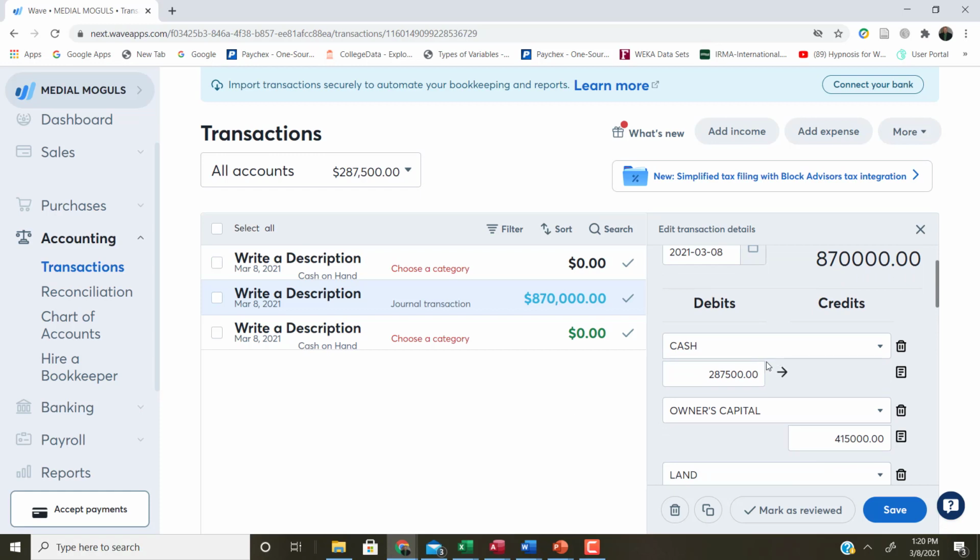So if you wanted this to be a credit, for example, you could simply click this little button over here, and it would put it over on the credit side, which in this case would put it out of balance. Now, if you notice here, you've got $870,000, which is the same number.